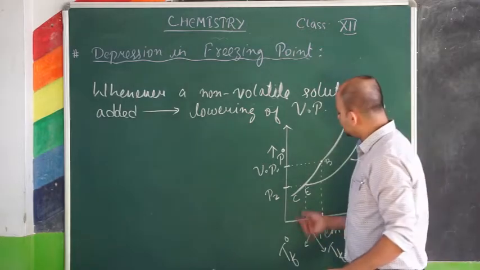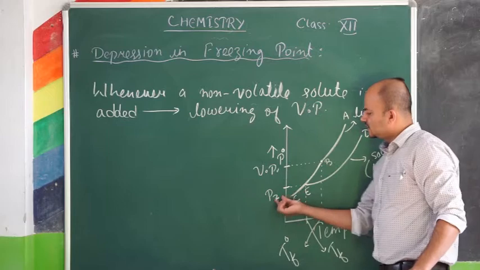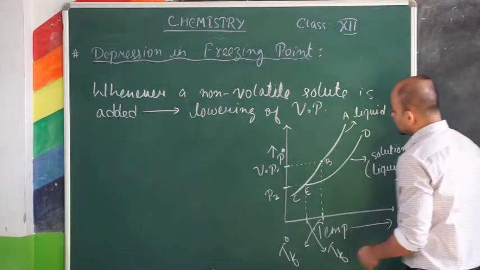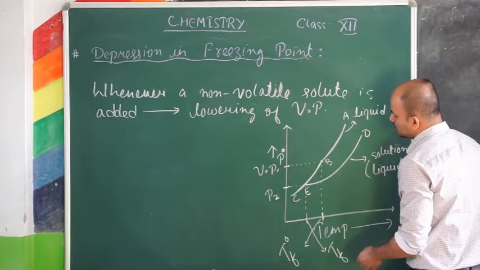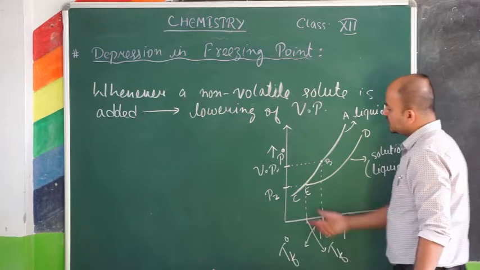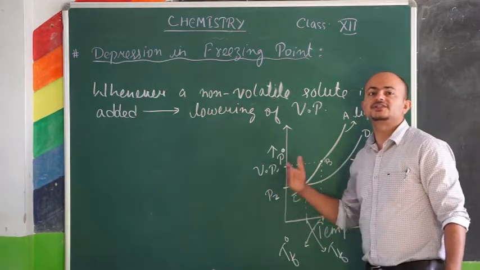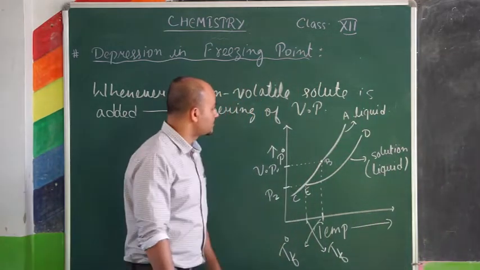The pressure corresponding to this freezing point of the solution is taken as P2. Now, from this particular diagram, we can get the depression in freezing point. So now to understand this, just look at this point.